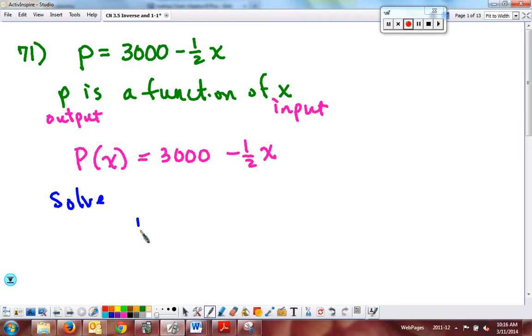Okay, so P minus 3,000 times 2. If I subtract, is it times 2 or negative 2, okay, would equal x. Now, this idea of me solving for x, what I have essentially done is switched my inputs and outputs. So now I ask the question, is x a function of p?